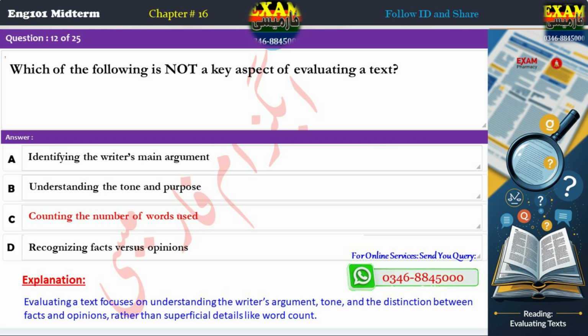Explanation. Evaluating a text focuses on understanding the writer's argument, tone, and the distinction between facts and opinions, rather than superficial details like word count.